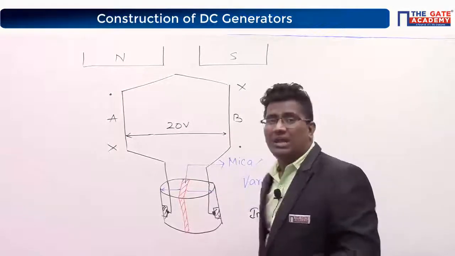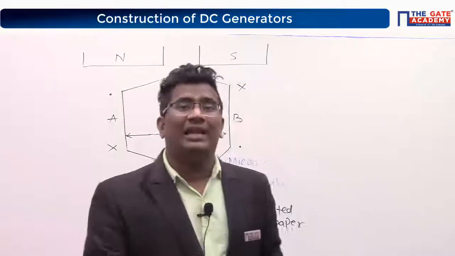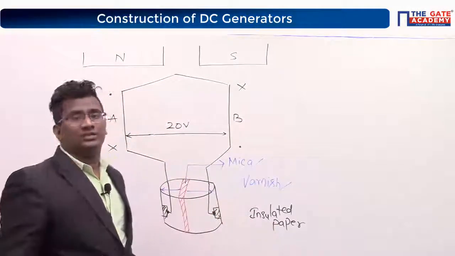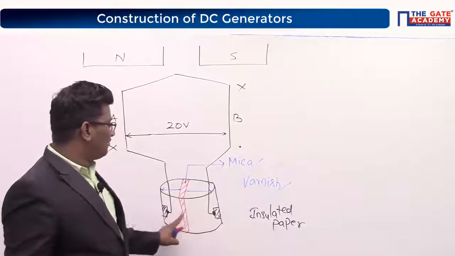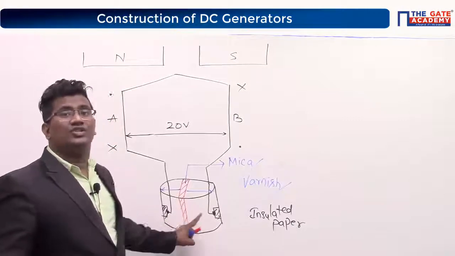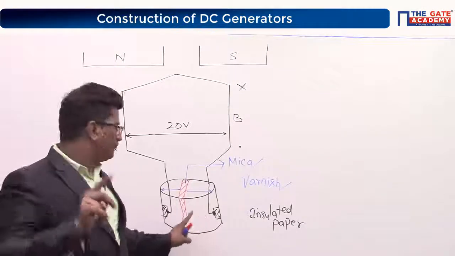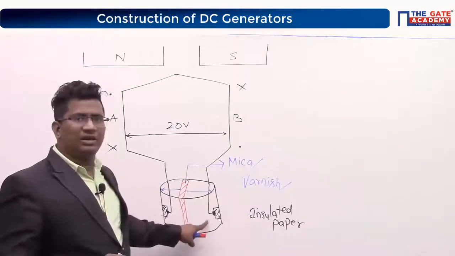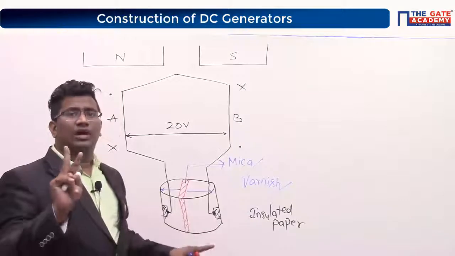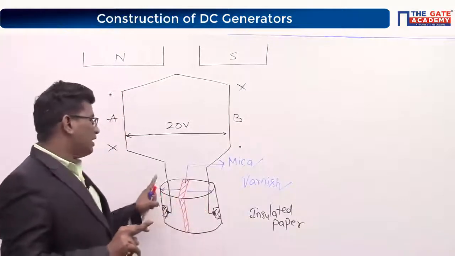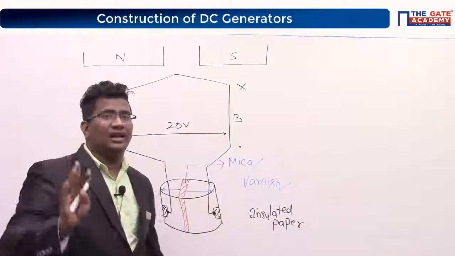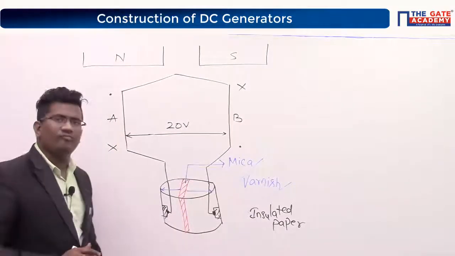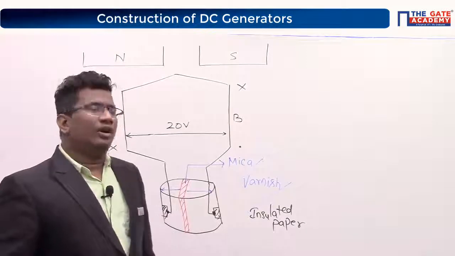Yes, it means a commutator segment will always have only two connections. Each one will have only two connections. Are you getting my point? This is one connection, this is one connection, two connections in total. You should not keep a connection here or here, to avoid the short circuit. Is it clear, everybody? Yes? Okay.